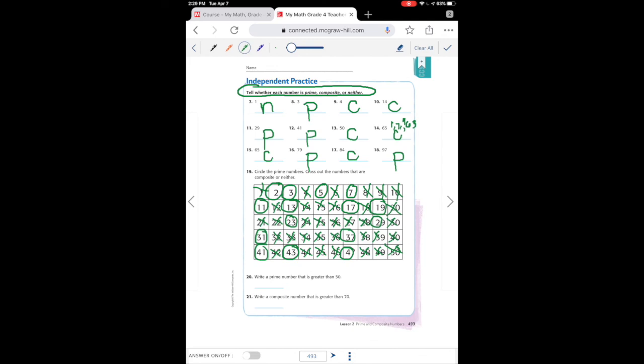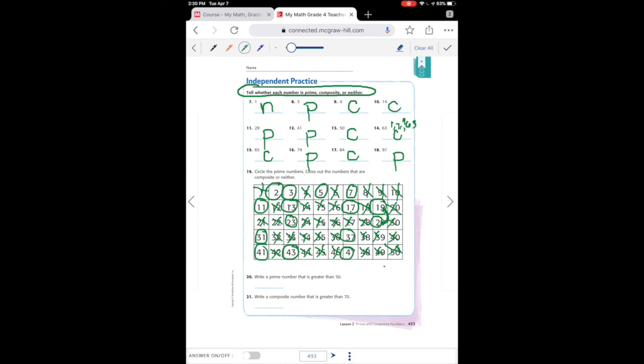Look at all the numbers that are circled. They end in 1, 3, 7, okay? So if a number ends in 1, 3, or 7, there's a good chance that it's a prime number. There are a few exceptions. 19 is also prime. 29 is prime, but 39 and 49 are not. So the only ones that end in 9 that are prime are 19 and 29.